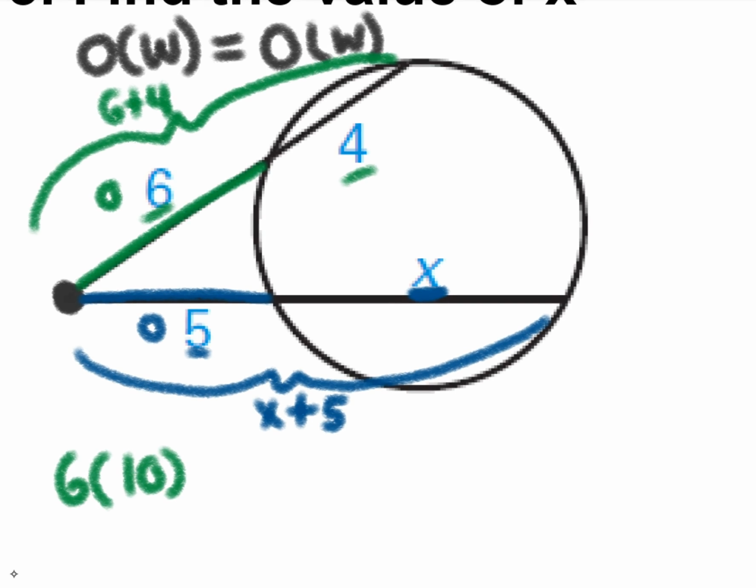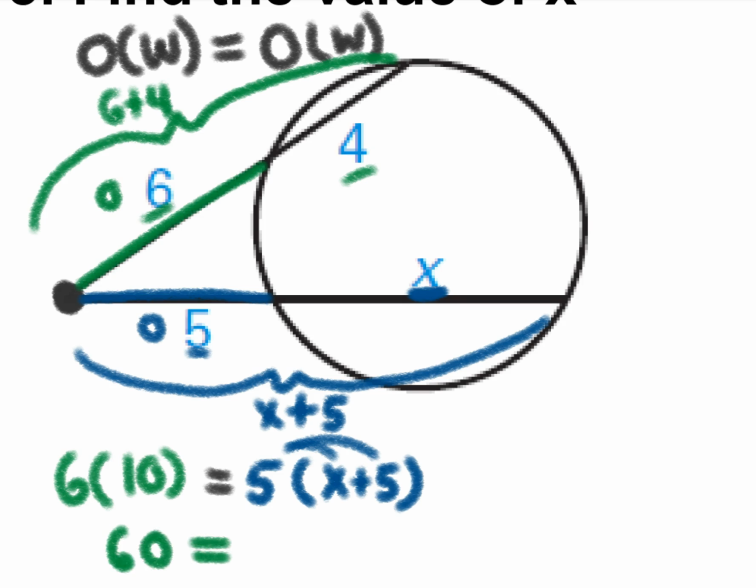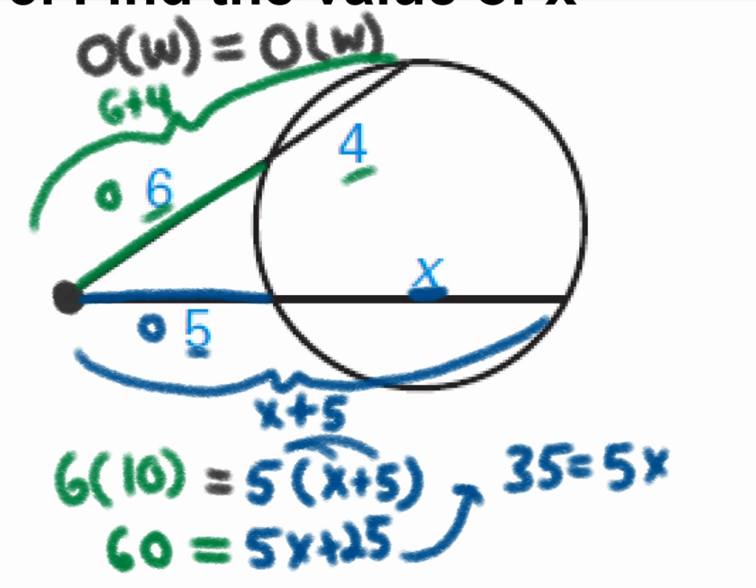Then we set our 6 times 10 equal to the outside of the bottom line, 5, times that whole line, x plus 5. Again, make sure you put that x plus 5 in parentheses so you remember to distribute the 5. We solve from here really quickly, and again the answer is x is equal to 7.